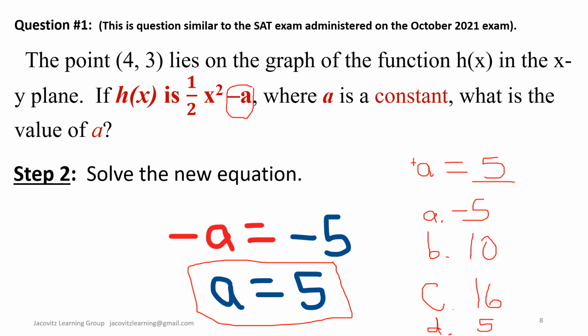Why isn't it negative 5? Because they're asking you for a. So if it says where a is a constant, what is the value of a, you want to know the positive value. So your positive value is 5.